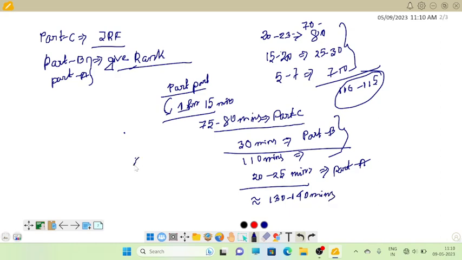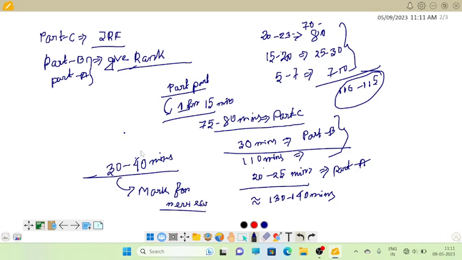I am correct or not? Sorry, 110 minutes, then 30 to 40 minutes. These 30 to 40 minutes, give to mark for review questions. You have to calculate in between the exam how many you are attempting and how many marks you are getting. Then attempt the mark for review.